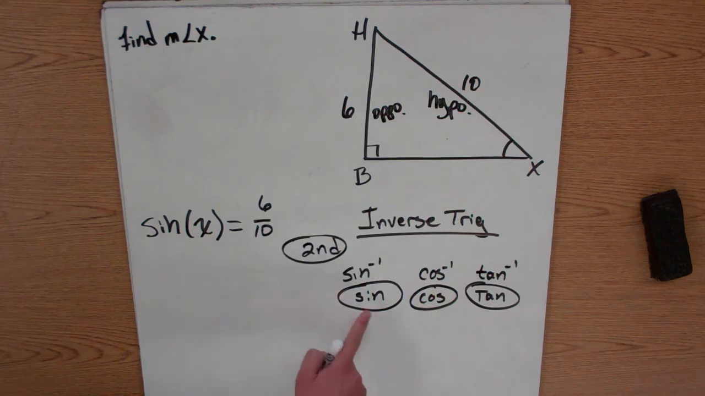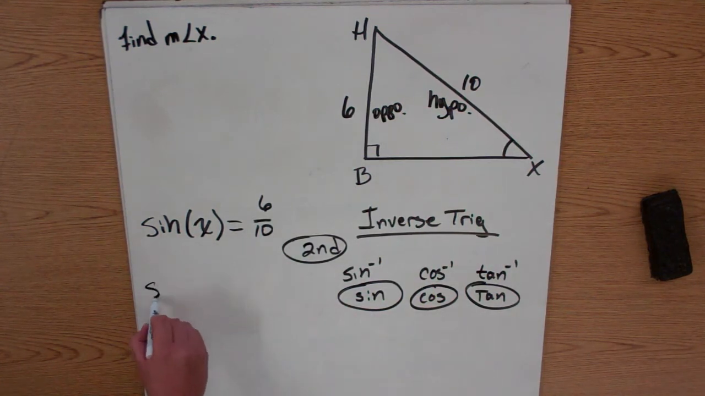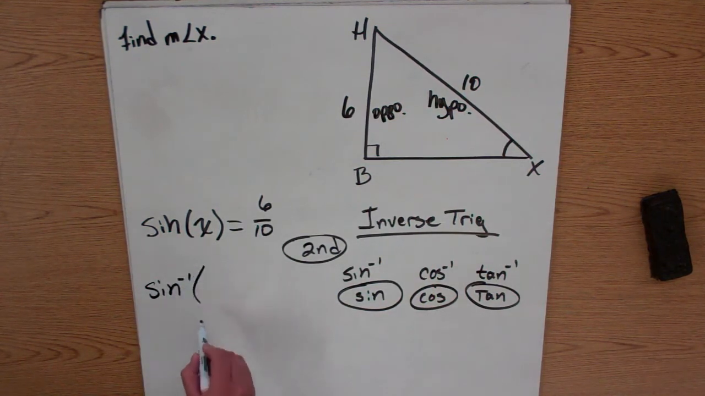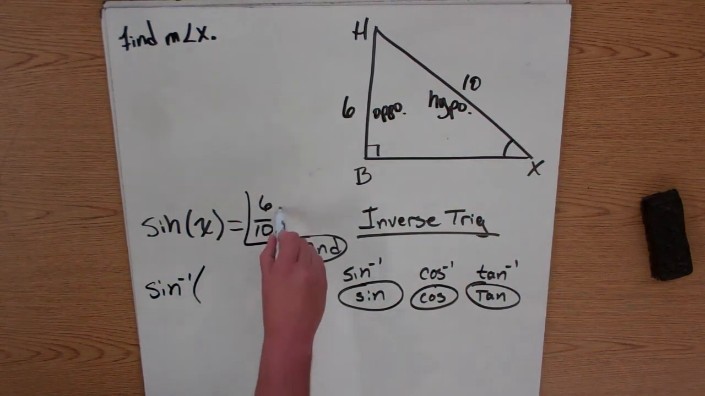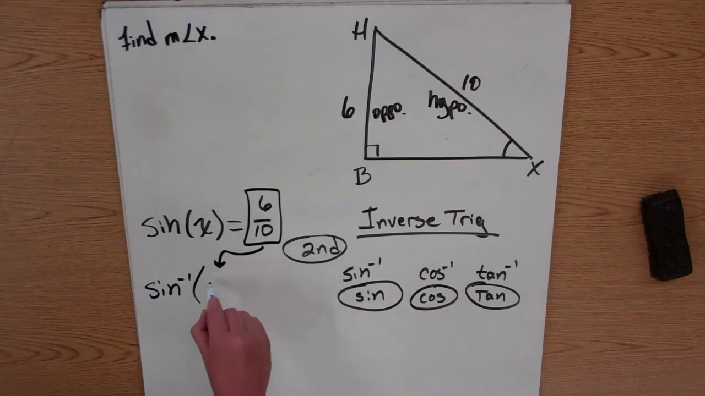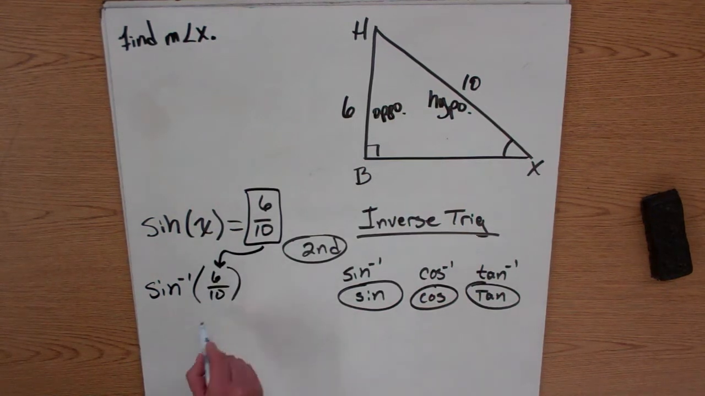So you would do second sine to bring up inverse sine. All right, now, what you're going to put in here, you're going to put in the ratio of the sides. So we're going to put in the 6 over 10. Okay?